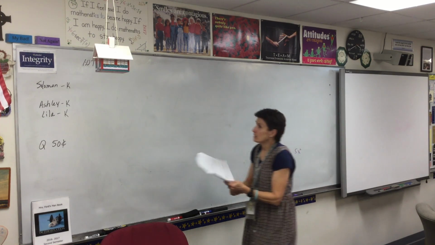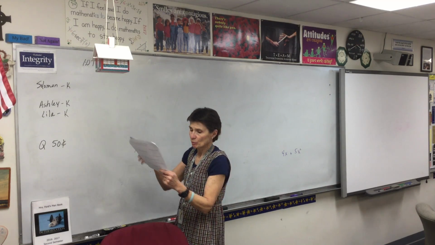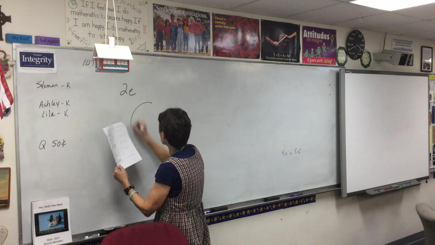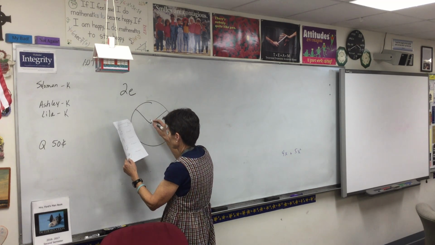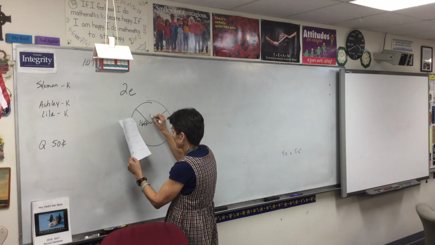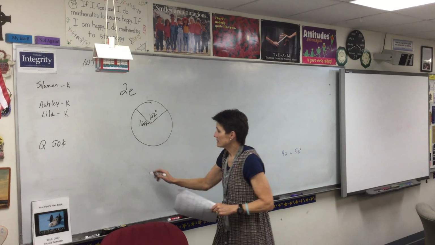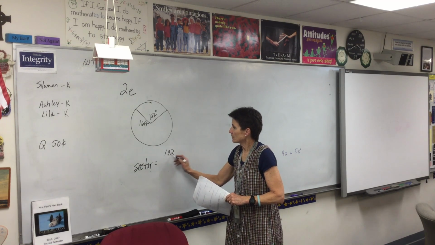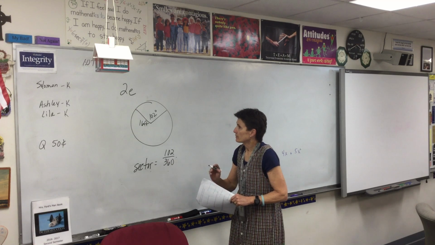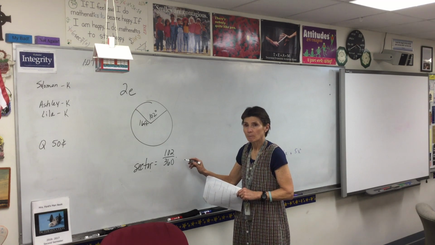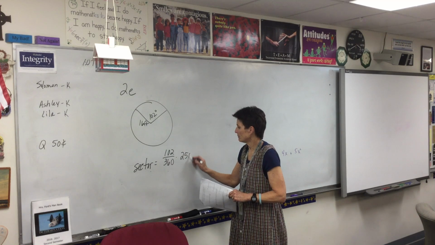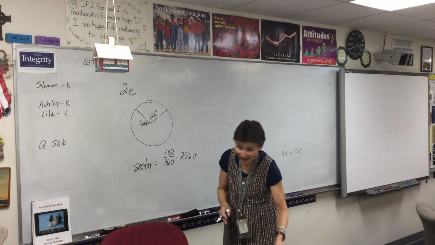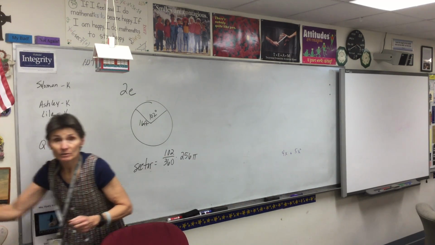Test 3. So the first one, we're on practice test 3, and we need to do 2E, which is the sector problem. So the area of a sector, remember, is angle over 360 times pi r squared. So pi r squared would be 256 pi. We do need this answer exactly, so I'm going to let the calculator do the work.